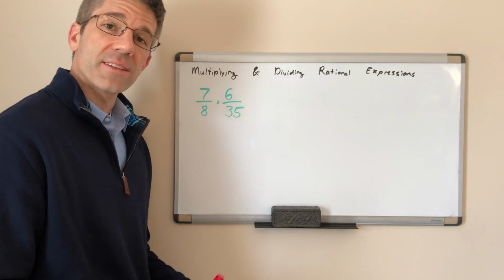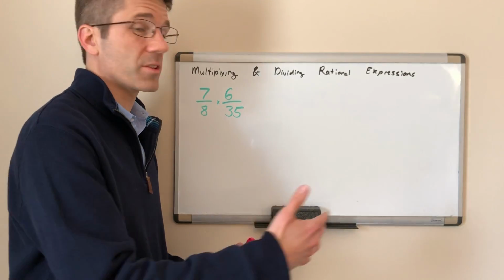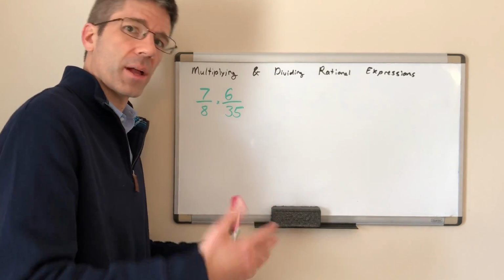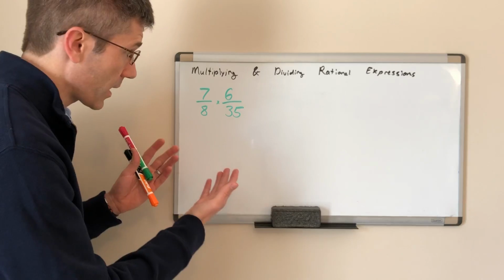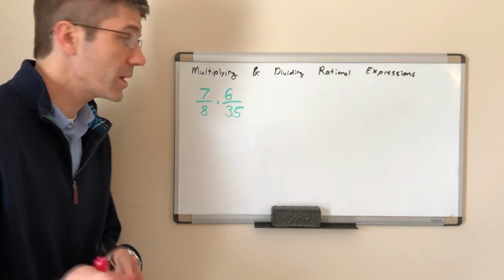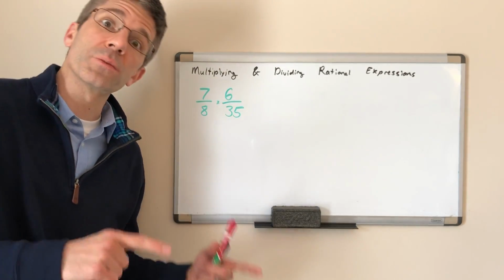Let's multiply and divide some rational expressions. We've already done this in a sense with rational expressions that were just one fraction, where we would reduce it. Now we're just going to multiply or divide them. With an example like this, your first thought might be, I need a common denominator. Wait a minute, I don't need a common denominator if I'm multiplying or dividing. If I'm adding or subtracting, I do.